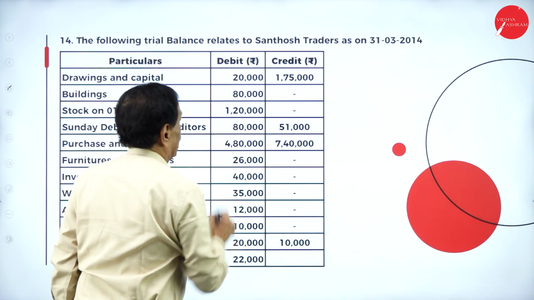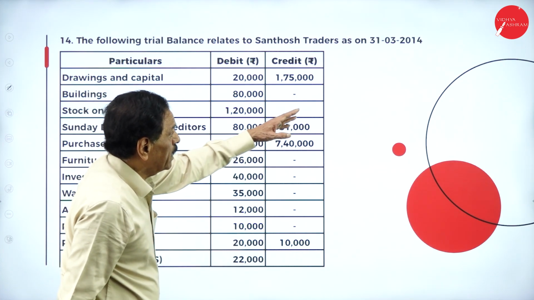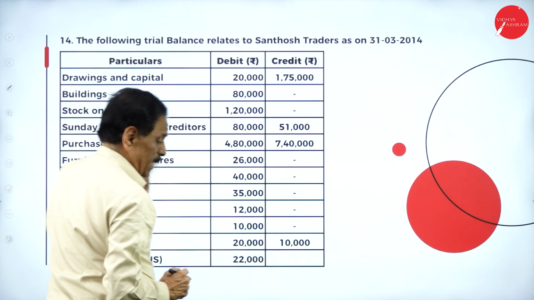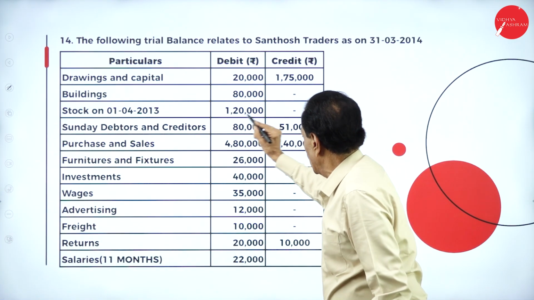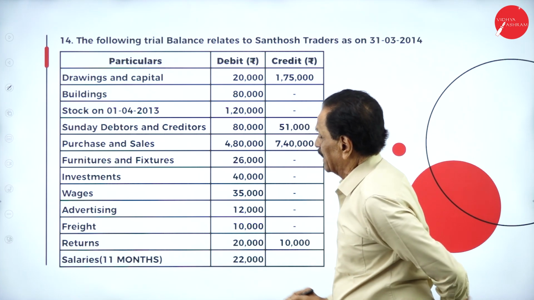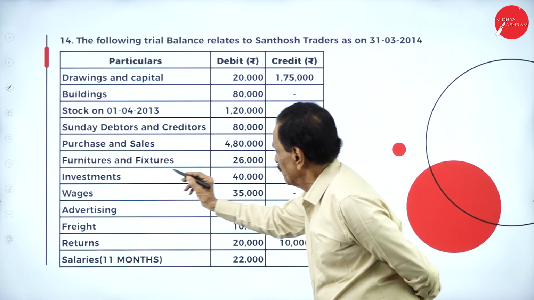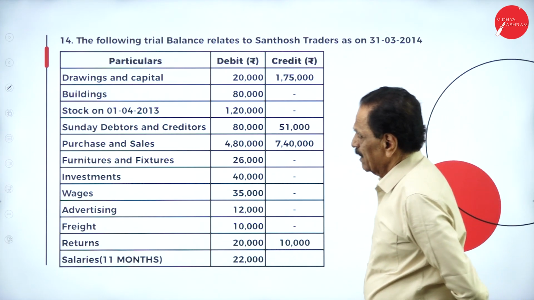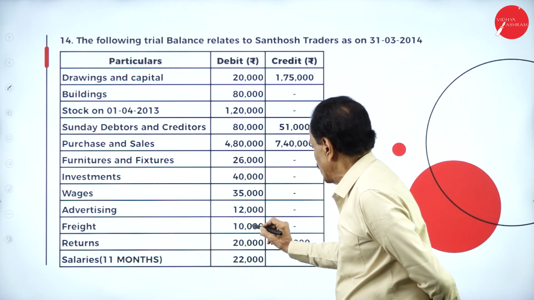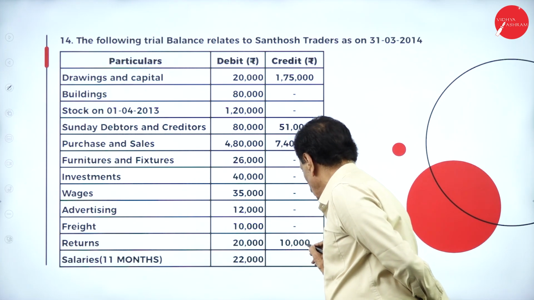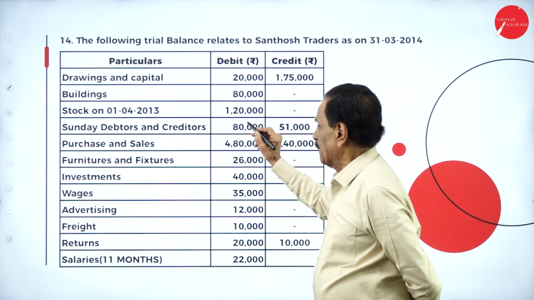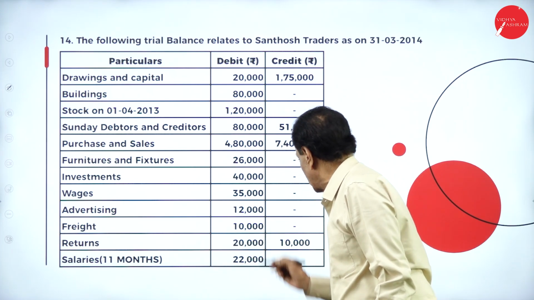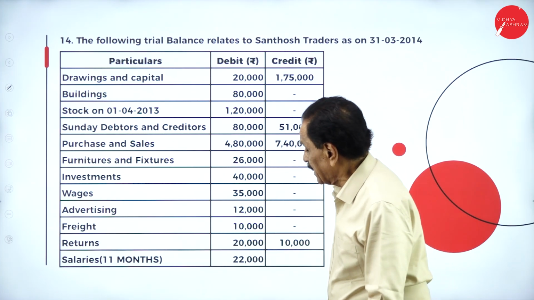The following is the trial balance of Santosh Trader as on 31/3/2014. Drawings and capital, building, stock, opening stock 1,20,000, debtors and creditors, purchase and sale, furniture, investment, wages, advertisement, freight, return. When you say debit side, it's called sales return. This is called purchase return. I will repeat. Purchase will come on the debit side, sale on the credit side. Debit side, sales return. Credit side, purchases return.